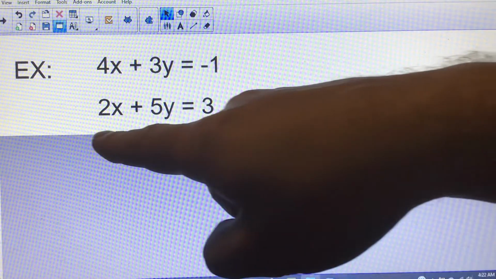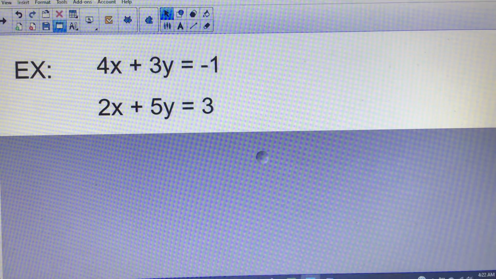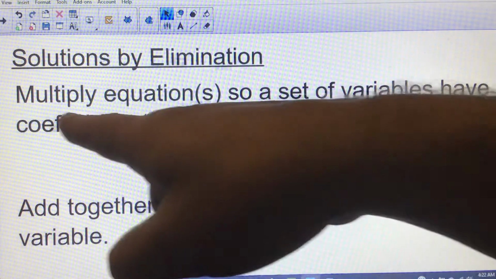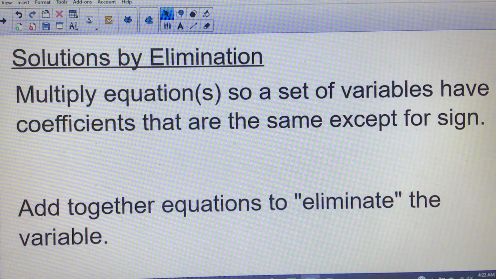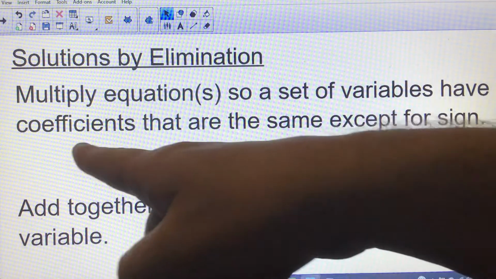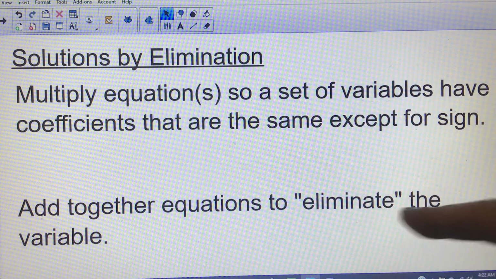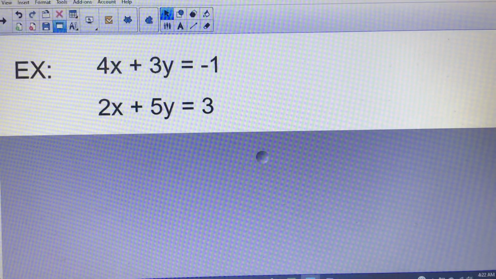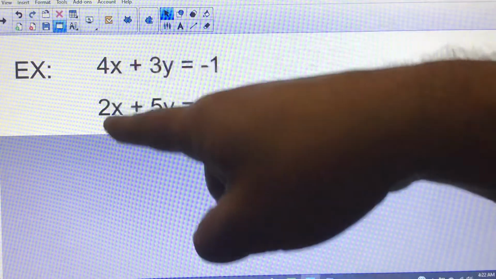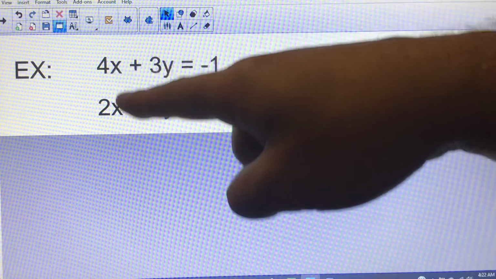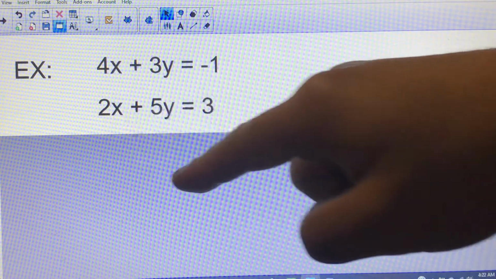So what I mean in the other slide is, how am I going to get rid of these x's? Well, what I'm allowed to do is multiply the equation on both sides of the equation. If I do that in a smart way, I can make the coefficients match except for their sign, and then add them together and eliminate. So I'm going to get rid of these x's by making these two numbers match, except I'm going to make one of them negative.